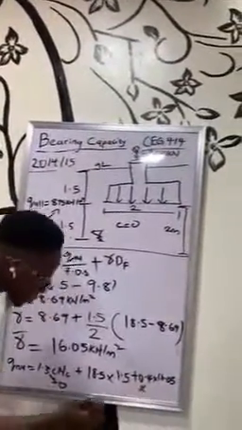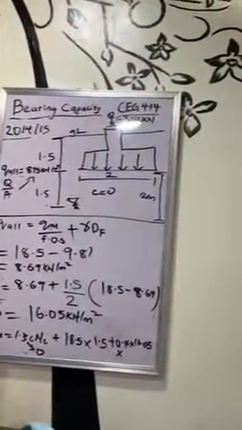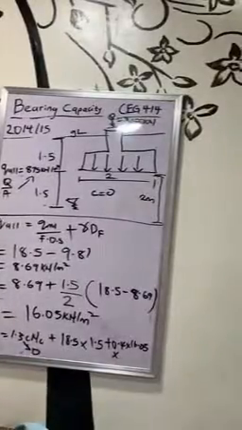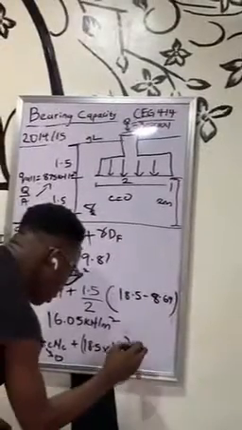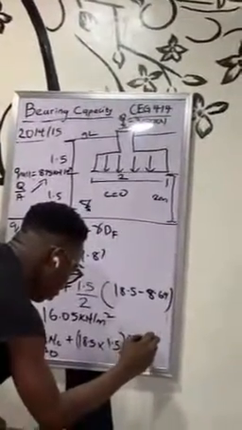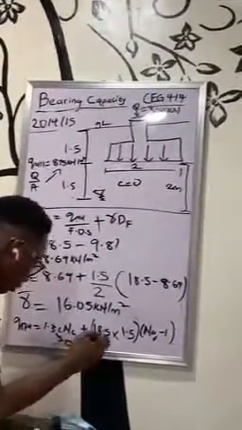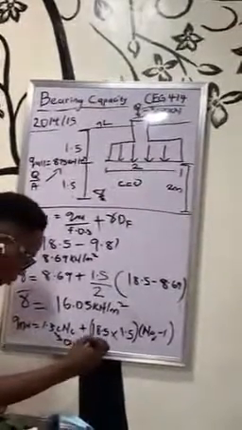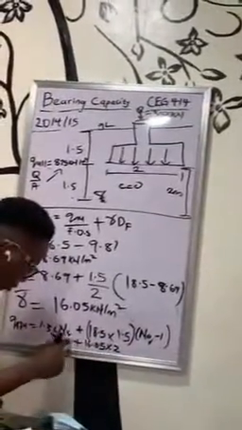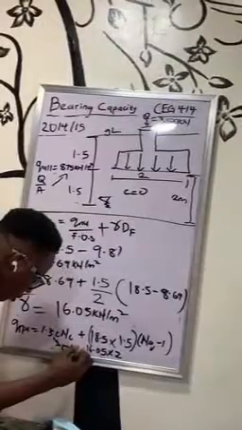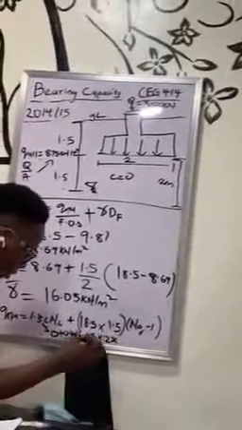Was it not gamma DF into something minus 1? Oh yes, you're right. This should have been Q ultimate, but since it's Q net ultimate, it is to be gamma DF into N_Q minus 1 plus our gamma bar, which is 16.05, times B, which is 2. Remember, the 0.4 was still meant to be there. Write it properly: 0.4 times 16.05 times 2 times our N gamma.